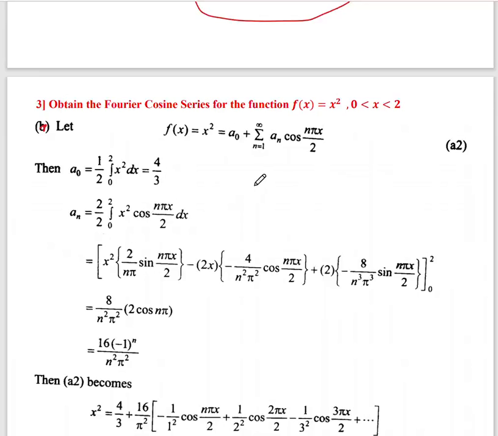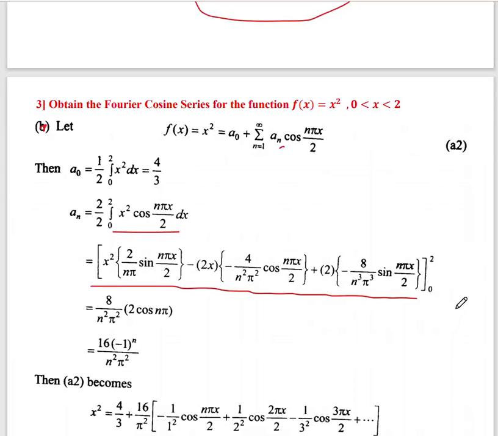Then we will find the second term, that is the a n coefficient, 2 upon capital L, where L means 2, integral from 0 to 2 of x square cos n pi x upon 2 dx. Now we will use the u into v formula: first function into integration of second function minus derivative of first function into integration of second function. Or you can use the Kronecker integration formula.